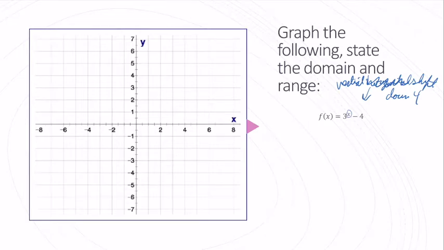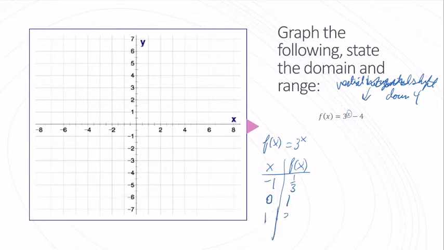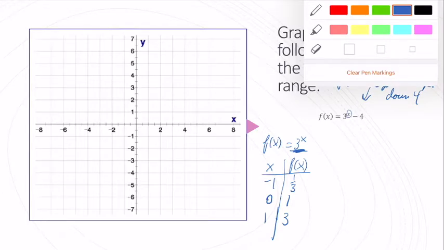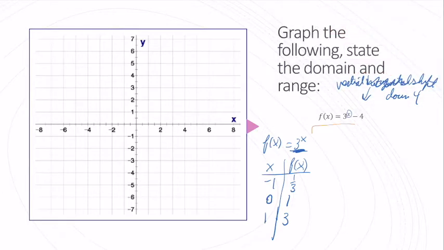So if I had f of x equals 3 to the x, when x was -1, y would be 1/3. When x was 0, y would be 1. And when x was 1, y would be 3. So I'm going to go ahead and graph this in blue, and then in orange we'll solve for our given function. So when x is -1, y is 1/3, 1, and 3.